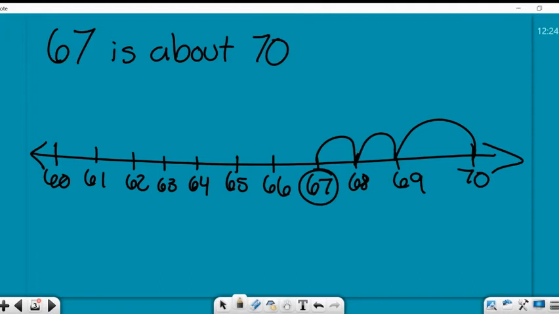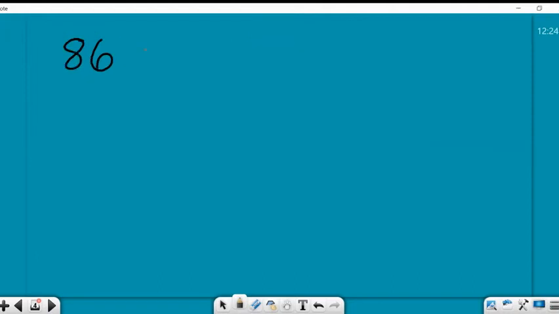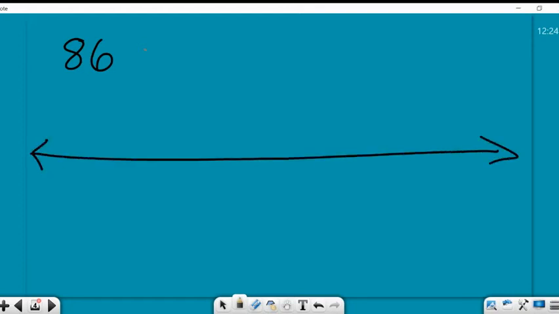All right, let's try one more. Rounding to the nearest 10 again. Got to draw my number line. And you can practice this on your whiteboard too with me if you've got your whiteboard close by. So if I start at 86 and I go backwards on my hundreds chart, the first 10 I'm going to run into is 80. If I start at 86 and go forward, the next 10 I'm going to run into is 90. Now I got to plot my number.